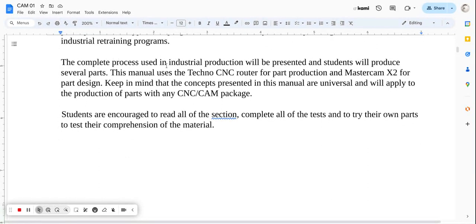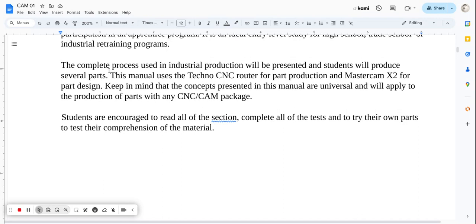The completed process used in this industrial production will present students with a part. A part in this case is going to be the phone project. This is what we did the design process on. So we will take that computer drawing and turn it into a physical part made out of wood using our CNC router, our Techno CNC router.